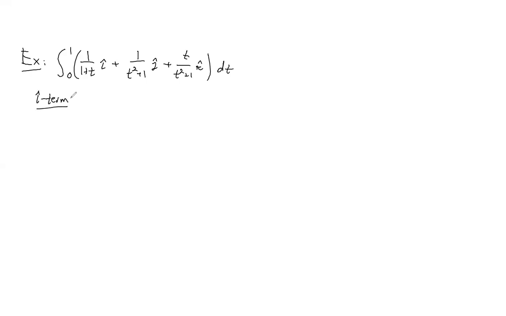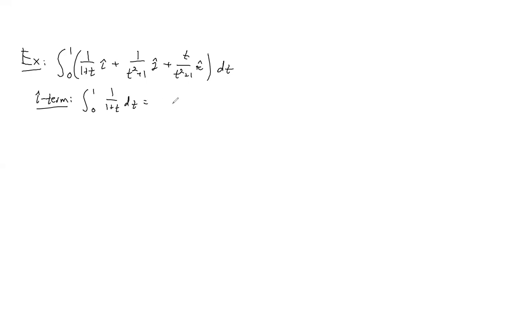Let's do another one. What if we have the integral from 0 to 1 of 1 over 1 plus t i plus 1 over t squared plus 1 j plus t over t squared plus 1 k. Again, we can separate them individually, so there's nothing wrong with that. Let's start with the i term. Integral from 0 to 1, 1 over 1 plus t dt.